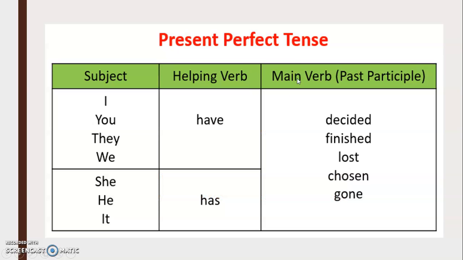Alright? Next, this is just to revise again what I've explained just now. So if the subject is I, you, they, we use have. Okay, and she, he, it, we use has plus the past participle.